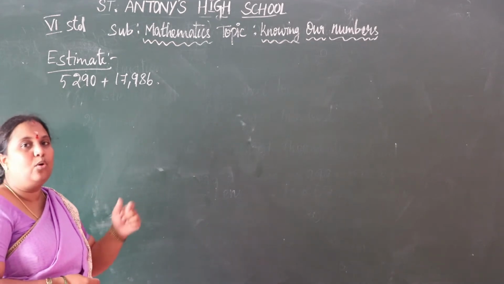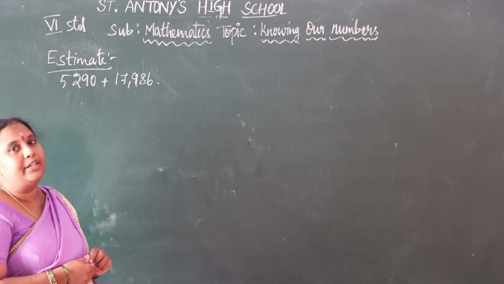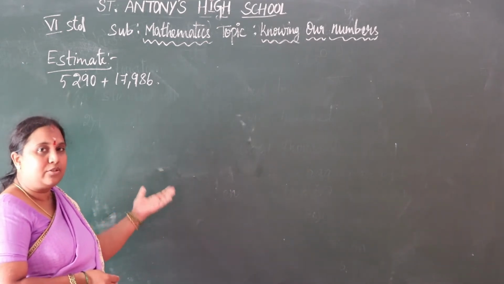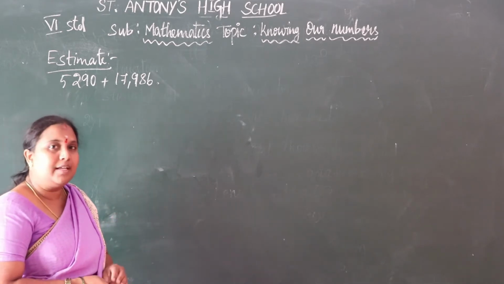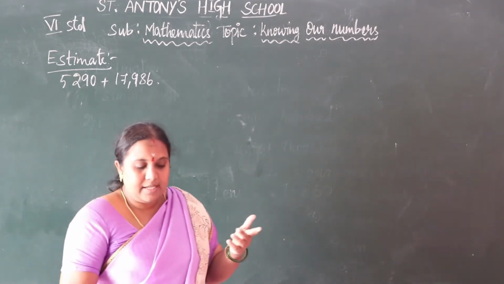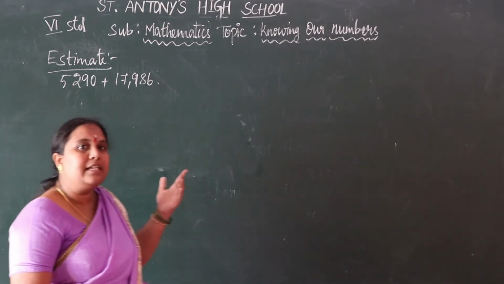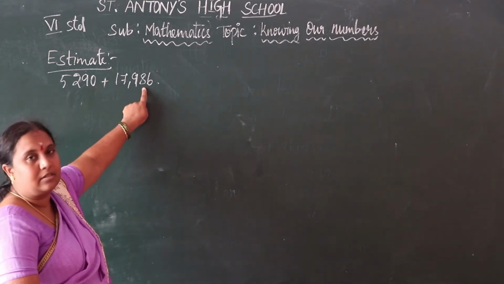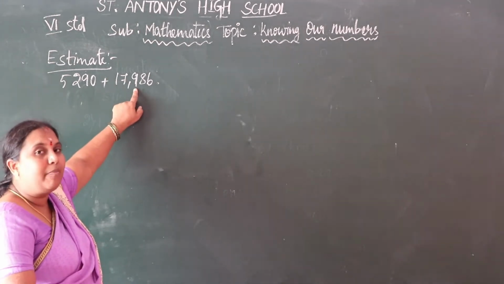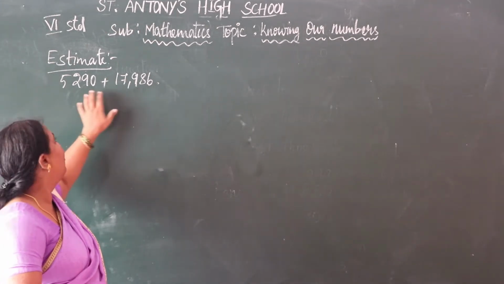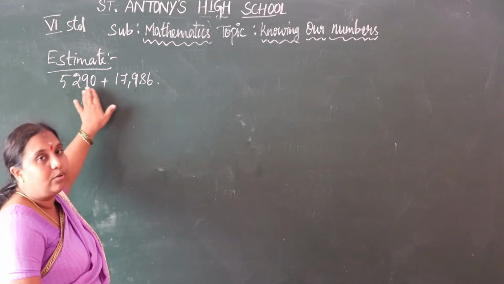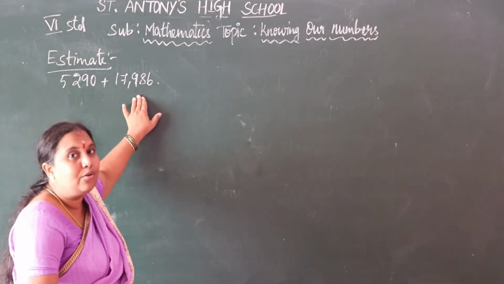So first rule, what we want to do here, we should round it off to the nearest tens, or nearest hundreds, or nearest thousands. Here, if it is nearest tens, it is the smallest place, so we should change it to nearest hundreds. But also here we have 4-digit numbers, so we round it off to nearest thousands. It is easy to calculate.